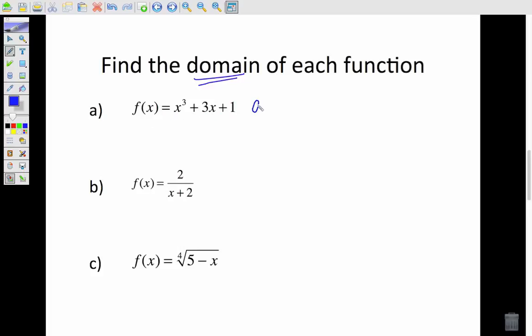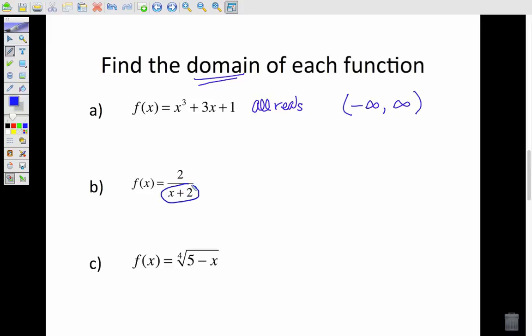All right, so this is just a regular polynomial. So all reals. There's no restrictions here. Here's how you write all reals using the new notation: negative infinity to positive infinity. Now with infinity you do not use the brackets because it doesn't stop. It's continuous. It goes on forever. So it's not like we're including an actual number there. It's a fictitious number, infinity.